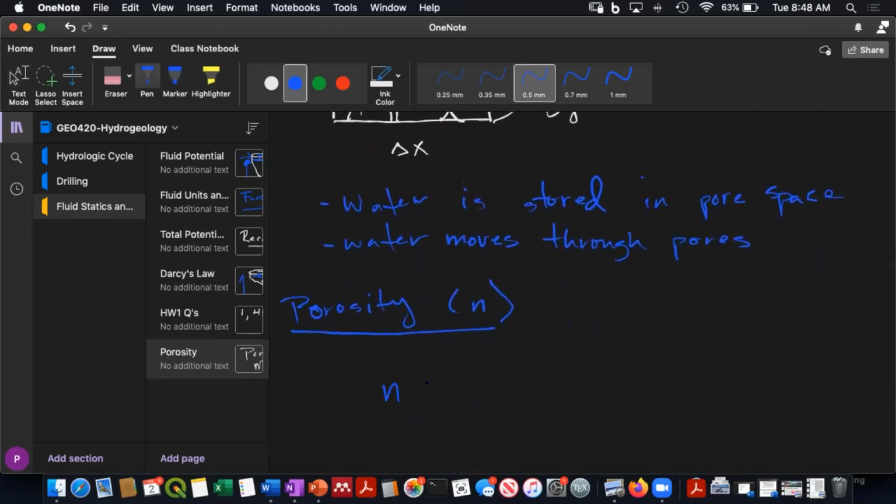And N is equal to the volume of the pore space, or the volume of the voids, over the total volume of my porous media.